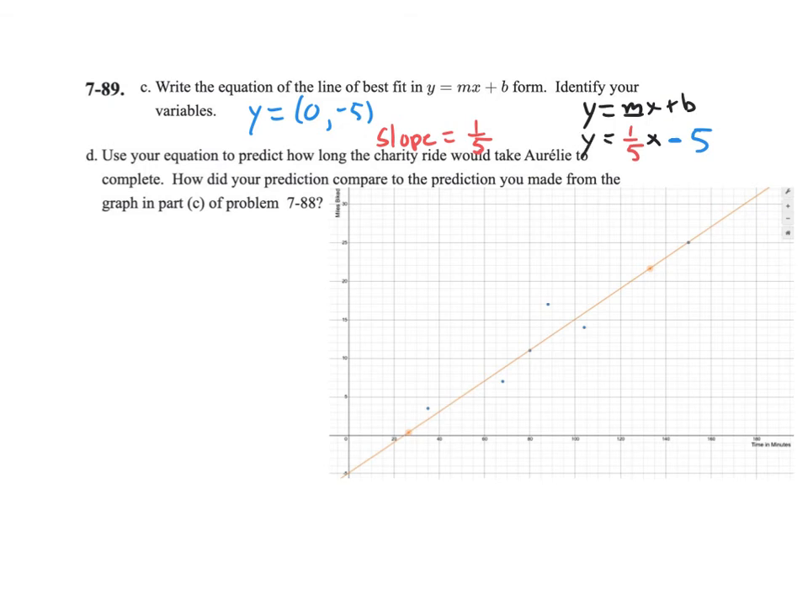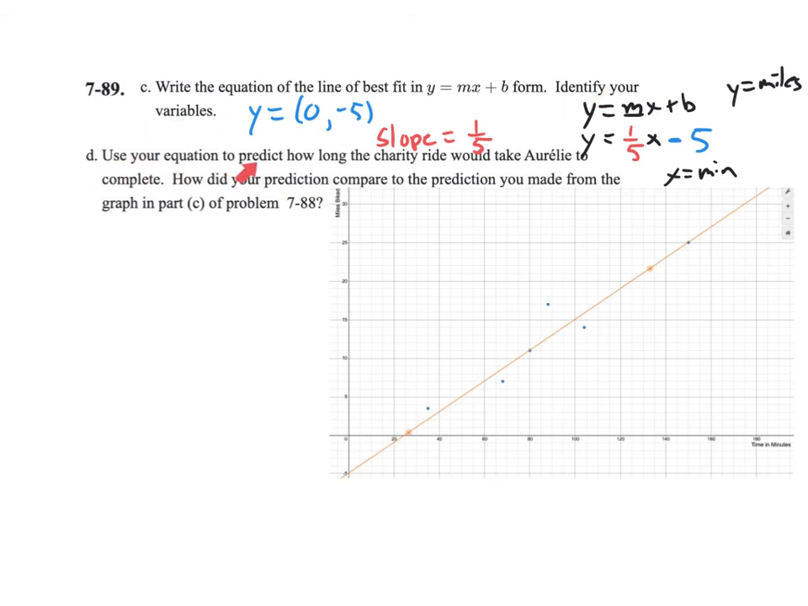My x and my y are going to stay the same, because y is going to be the number of miles biked, and x is going to be the number of minutes. Those are the things that are changing. So x is equal to minutes, y is equal to miles. And that's our last part there of identify your variables.